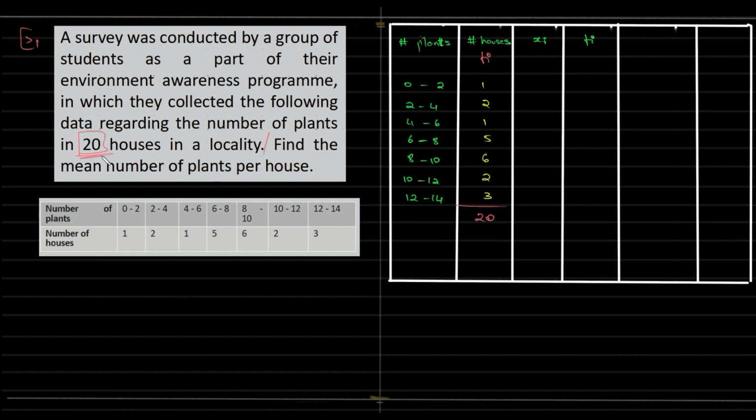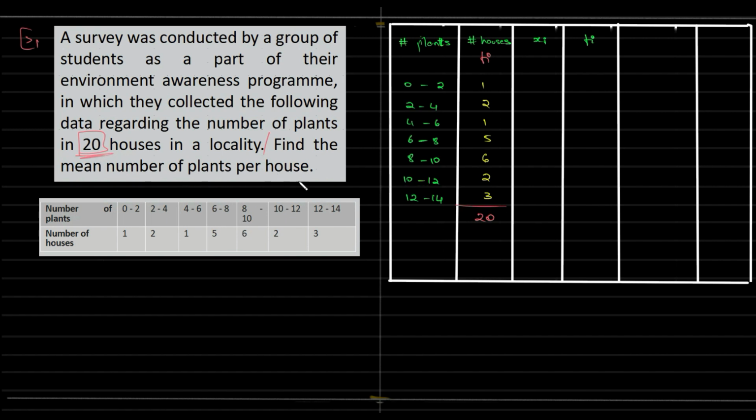This went to 20 houses. Obviously, the frequency will add up to 20, is it not? That's the whole idea of frequency. Frequency is the number of people we have spoken to with different variations. That's what frequency talks about, the repetition. So obviously, when it spoke to 20 houses, it should add up to 20. You can see it will add up to 20.